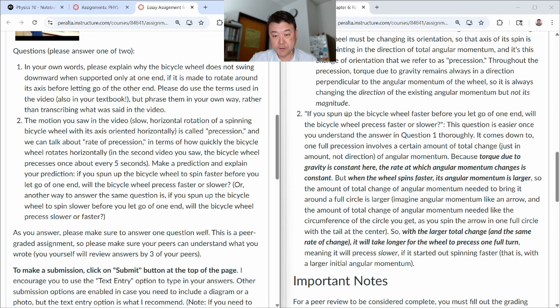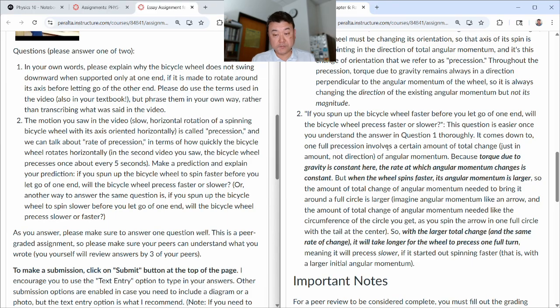So if you spun up the bicycle wheel faster before you let go of one end, will the bicycle wheel precess faster or slower? So with a faster spinning wheel, it should be precessing slower. This question is easier once you understand the answer in question one thoroughly. It comes down to one full precession involves a certain amount of total change, just in amount, not direction, of angular momentum. Because torque due to gravity is constant here, the rate at which angular momentum changes is constant.